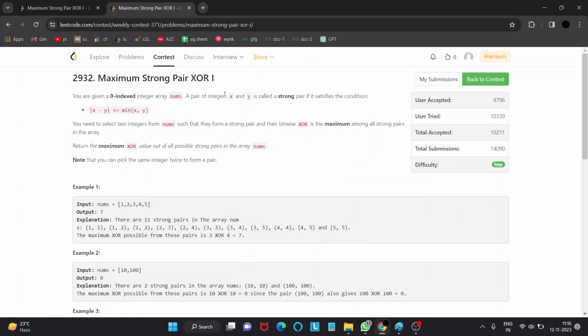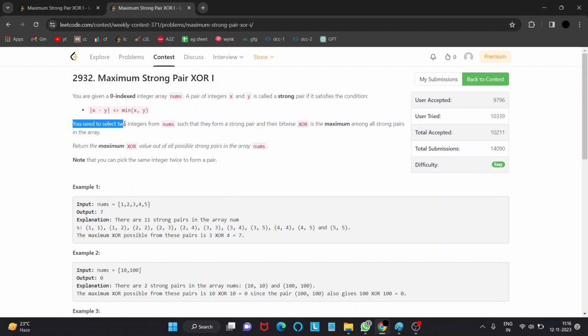Here we are going to discuss the first problem of today's weekly contest, Maximum Strong Pair XOR 1. The problem statement says that you are given a zero indexed integer array nums, and a pair of x and y is called a strong pair if it satisfies this condition. The condition is that the absolute difference between the two integers has to be less than or equal to the minimum of the integers.